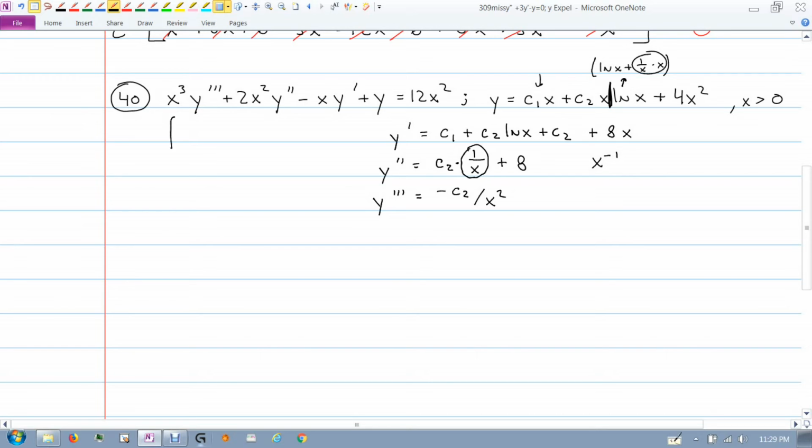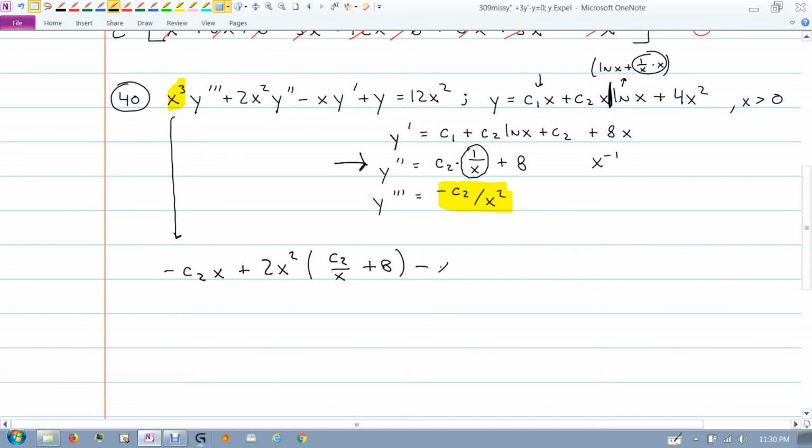Alright, so what happens if I take x cubed and I multiply it times this? If I take x cubed and multiply it times this, I'm just going to get an x left on top with that c sub 2, so negative c sub 2x. And then plus, I'll do this one, 2x squared, and then y double prime. Y double prime is right there. And that's going to be c sub 2 over x plus 8.